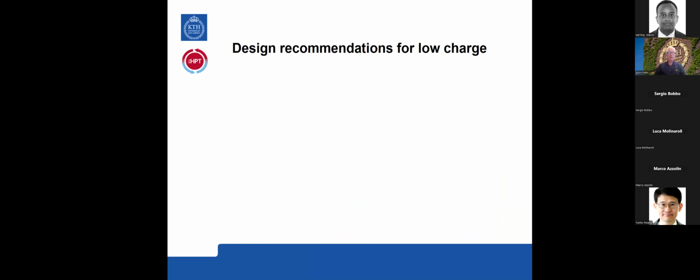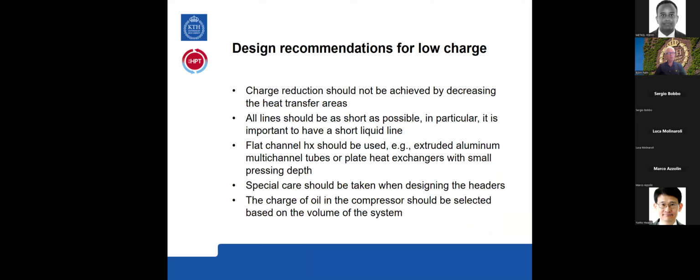Some design recommendations for low charge, which we have agreed on, so to say, in Sweden. So, I mean, charge reduction should not be achieved by decreasing the heat transfer areas. I think this is very important. We need good performance. All lines should be as short as possible, in particular, important to have a short liquid line. This is obvious, I would say. And we think that flat channel heat exchangers should be used. For example, extruded aluminum multi-channel tubes or plate heat exchangers with small pressing depths. So this is something we've been working on, development of heat exchangers with small charge.